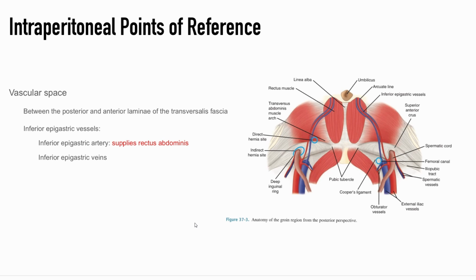And lastly, we have the vascular space, which is situated between the posterior and anterior laminae of the transversalis fascia, and it houses the inferior epigastric vessels.